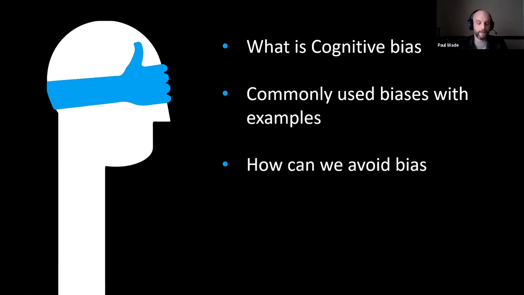I've simplified these examples down to a very basic level so they're easy to follow along with, because sometimes when you get into a subject and you know about it, it gets a bit complicated. But hopefully these are all very easy to follow. And lastly, I have a very small bit on how we can avoid and reduce bias.